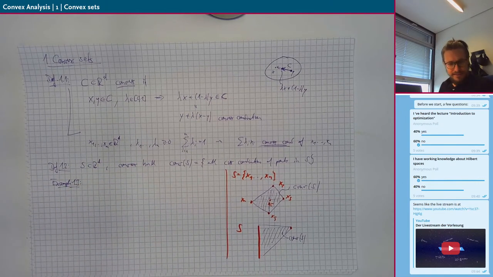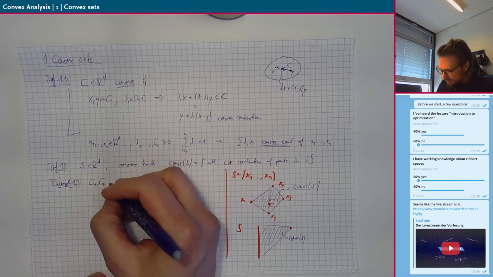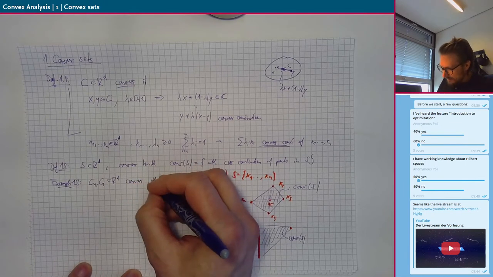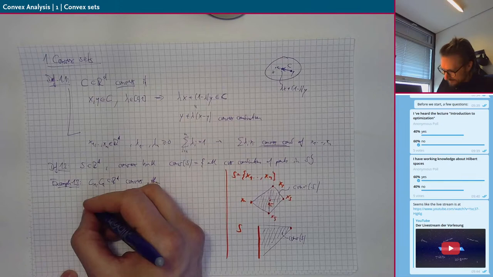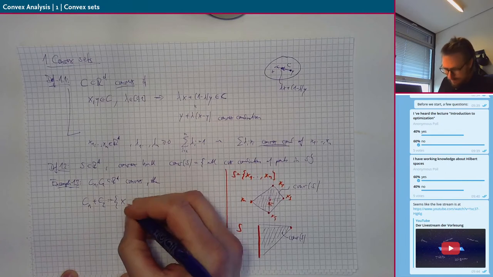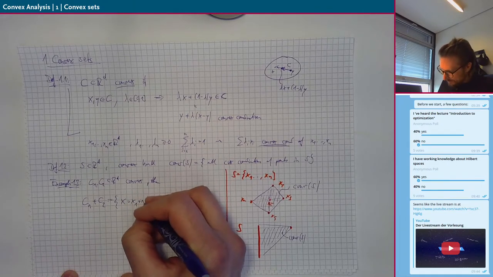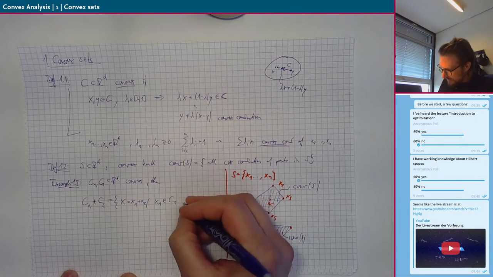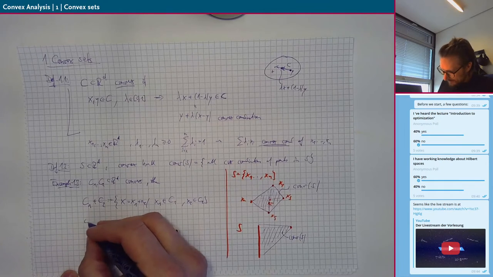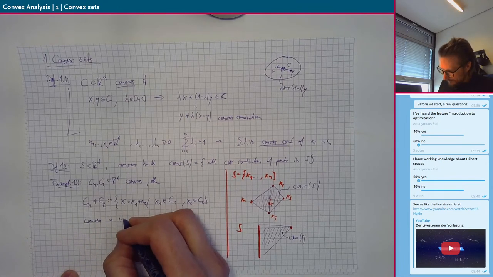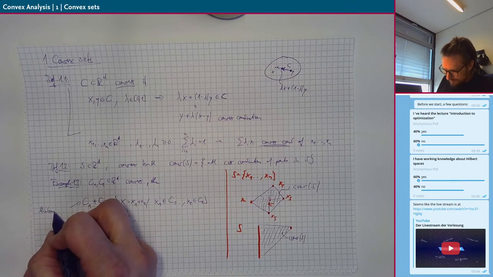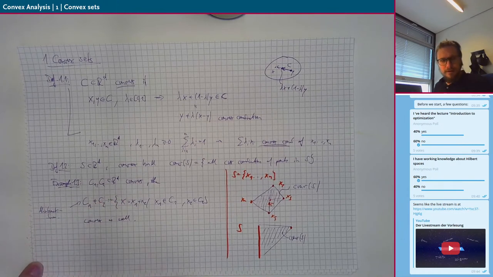Example 1.3 is, if you have C1 and C2 in R^D both convex, then the Minkowski sum of these two sets, C1 plus C2, which is nothing else than the set of all vectors x of the form x1 plus x2, where x1 comes from C1 and x2 comes from C2, is convex as well. And this is called the Minkowski sum. It's also a very basic notion.